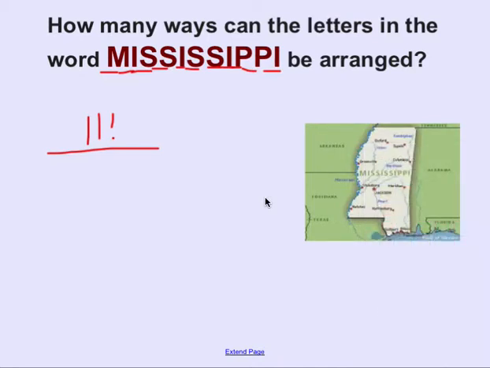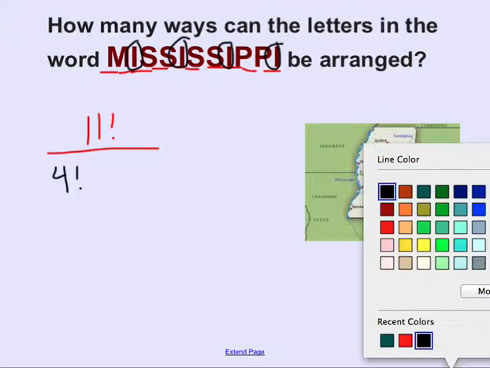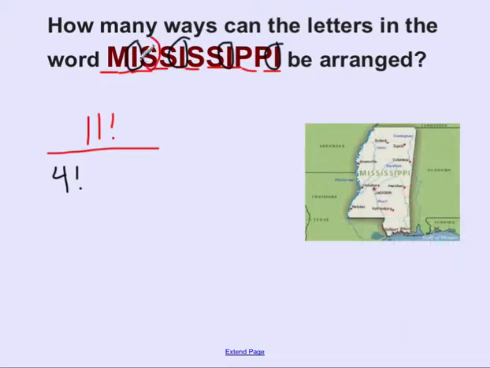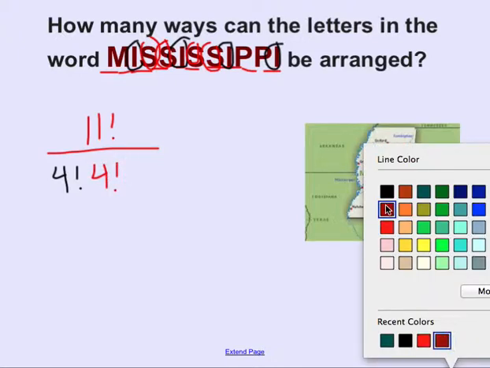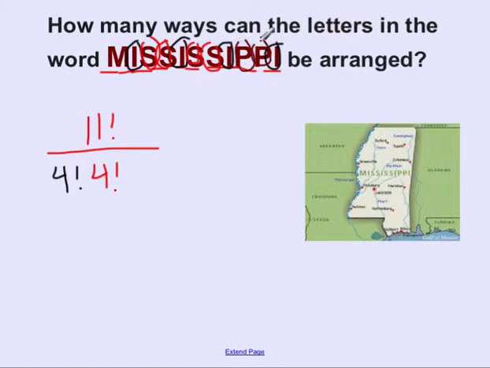So for the repeating, we have I, that is repeated 4 times. So I'm going to divide by 4 factorial first to account for the fact that that I is being repeated 4 times. Then I'm going to take a look at S. I have 1, 2, 3, 4 S's. So I'm going to divide by 4 factorial to account for those S's that are repeated 4 times. And then I have 2 P's. So then I'm going to divide also by 2 factorial to account for all of those that have been repeated.